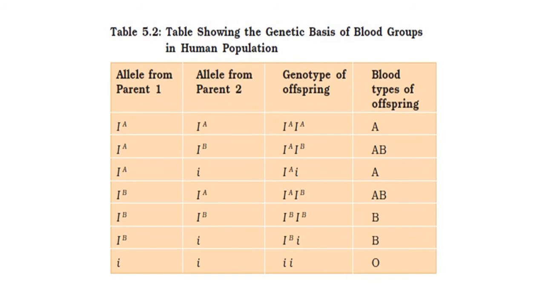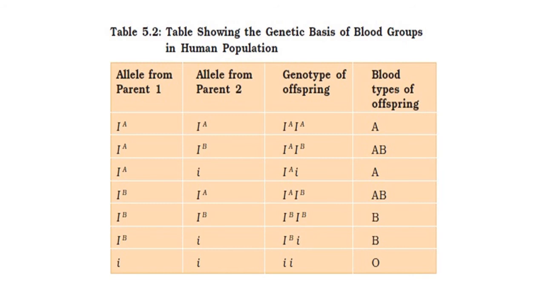Fourth example: one parent has capital IB and the other has capital IA. The resulting genotype in the offspring is capital IA and capital IB, and the resulting blood group is A, B. Both can express here. In the next example, both parents possess capital IB. So in the offspring, IB is present and B is dominant, and only B is present, that's why the blood group is B.